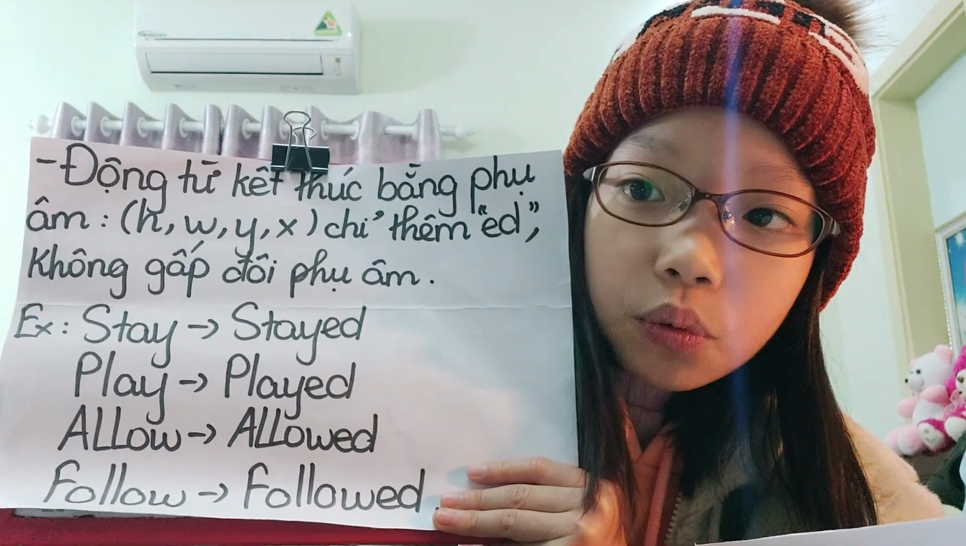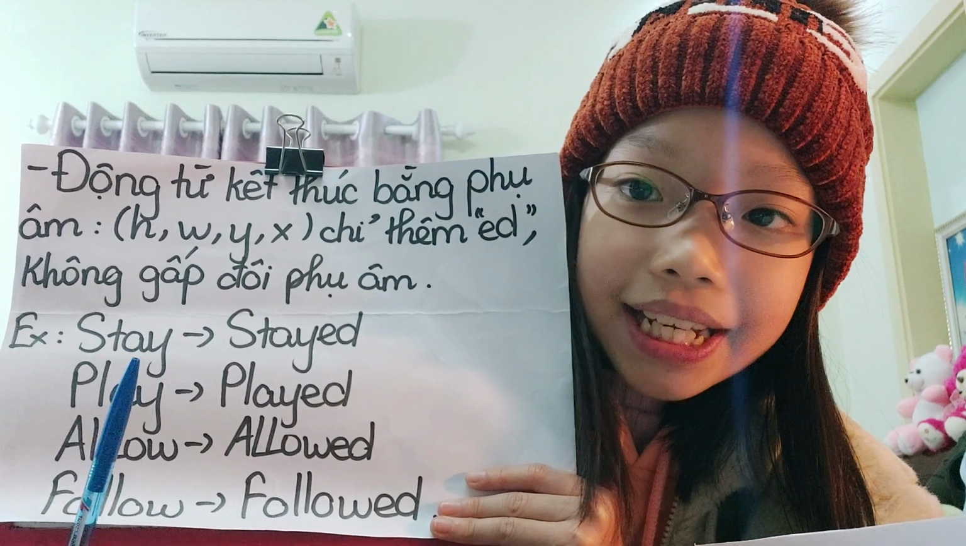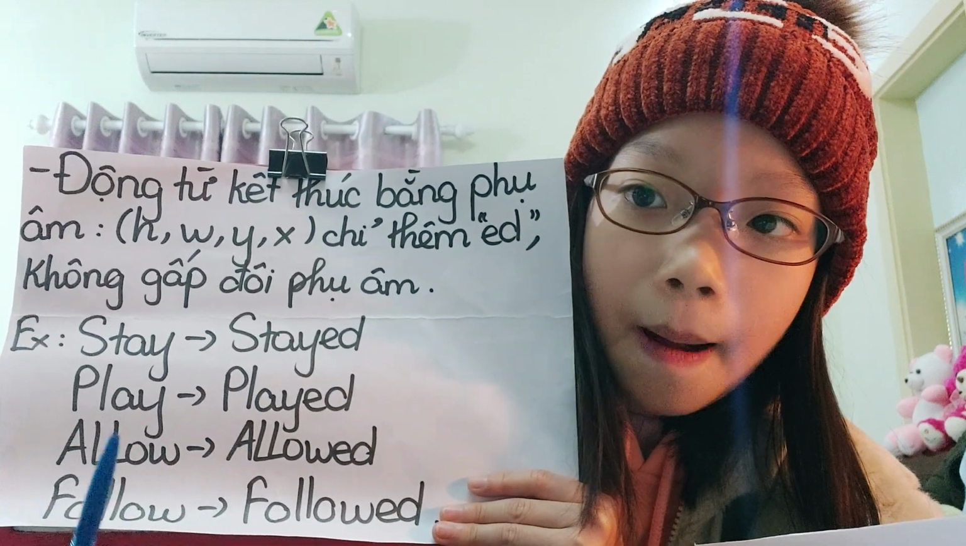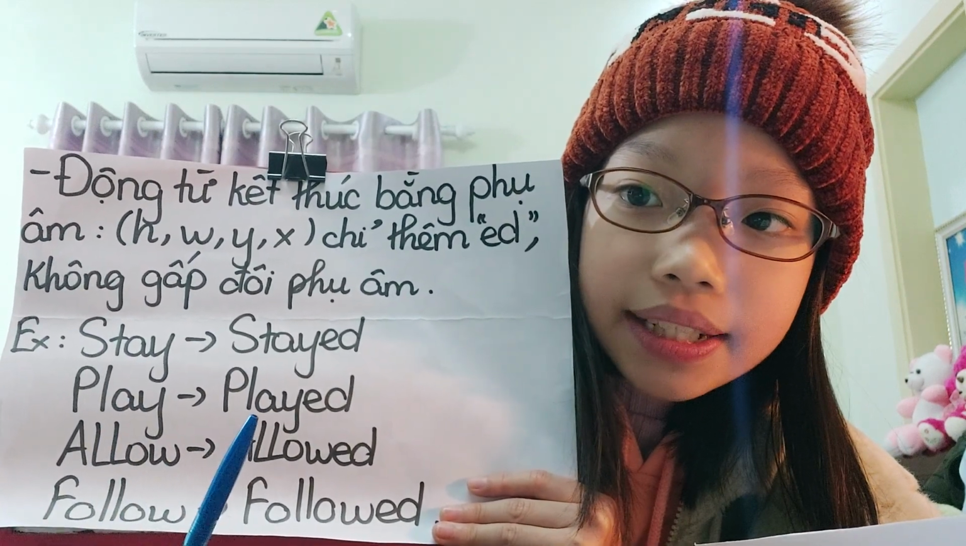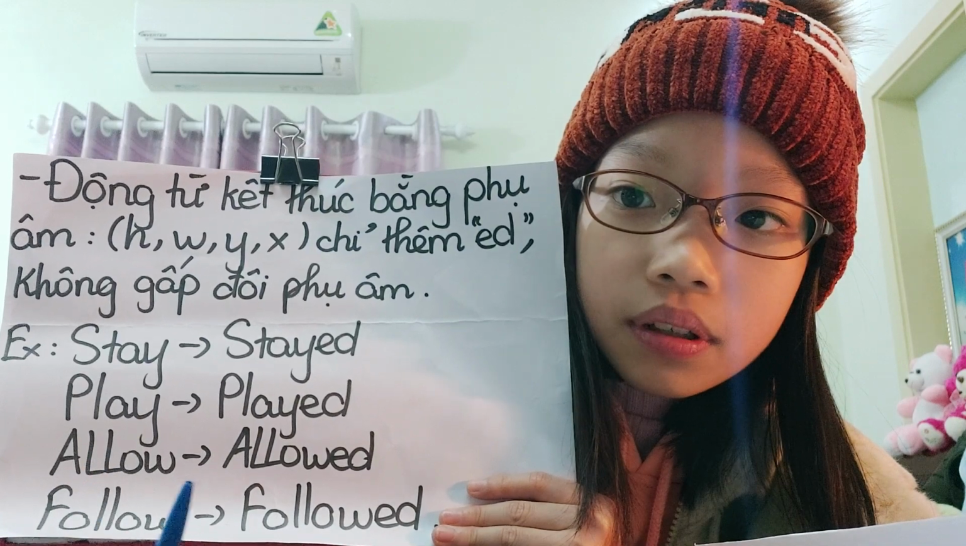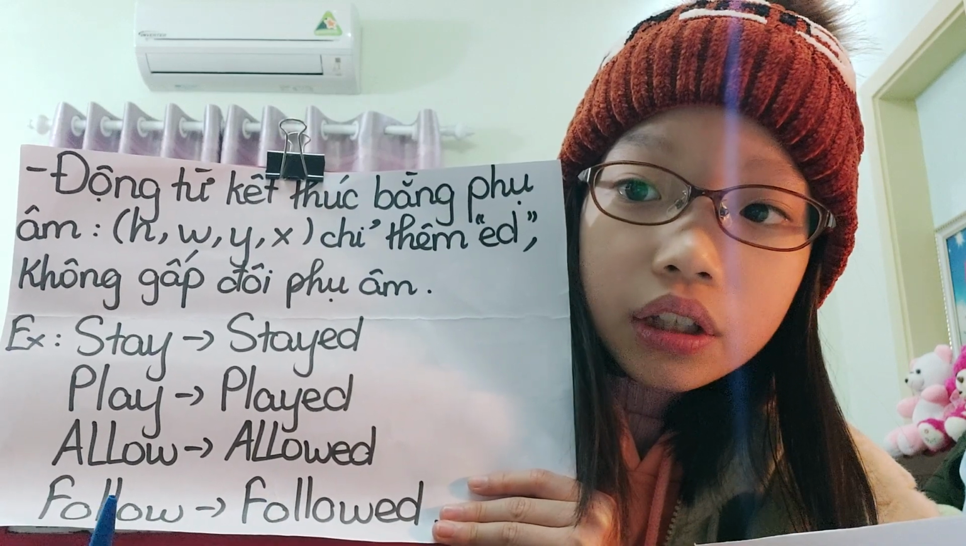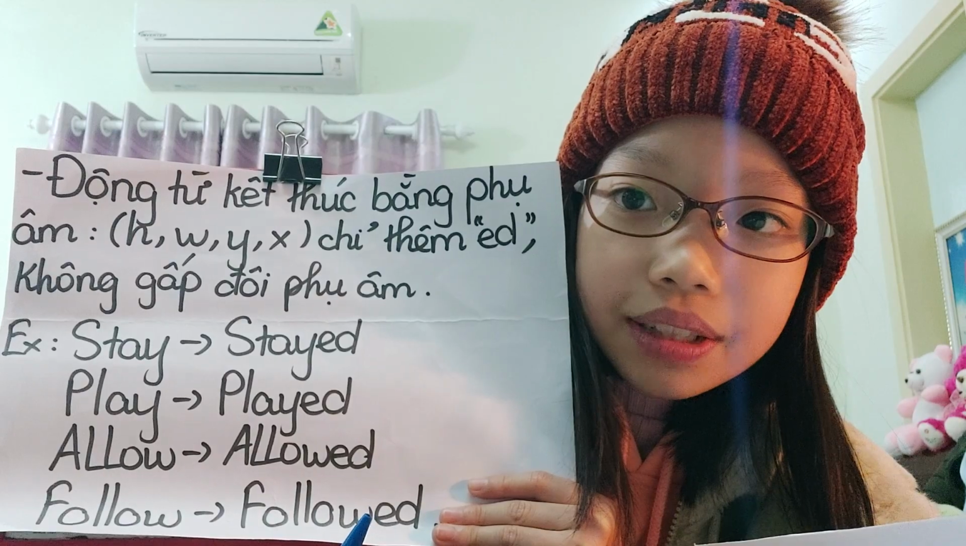Let's repeat these words together. Stay, stayed, play, played. Allow, allowed, follow, followed. Good. Let's move on to our type number 3.